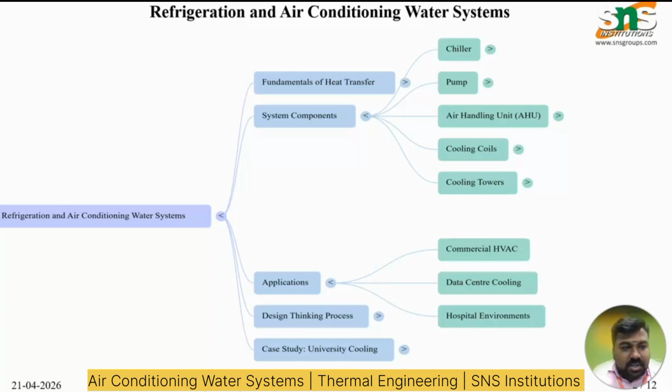Some of the applications of refrigeration and air conditioning water systems are commercial heating, ventilation, air conditioning systems, data center cooling and hospital environment. And finally I am going to discuss the design thinking stages followed by one case study, university cooling.